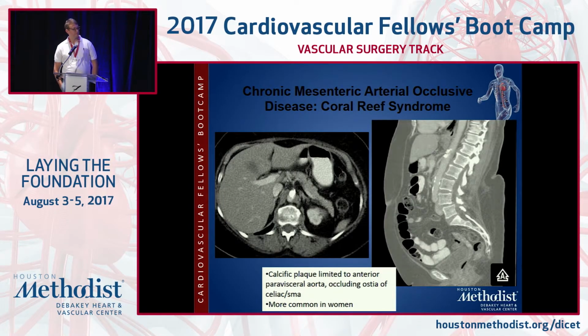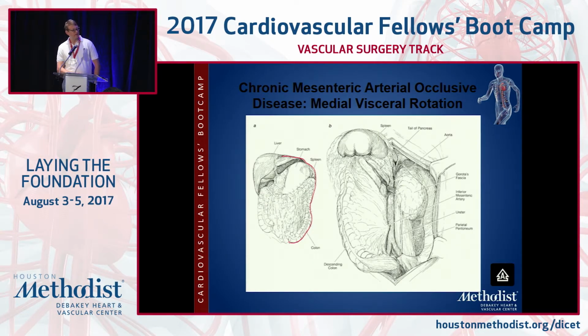So here's a separate entity. A certain percentage of patients will have what's called coral reef syndrome, and that's where they have dense atherosclerotic plaque at the origin of the celiac and the SMA. If you look at that CT scan on the left, that's not contrast that you see in the anterior aorta. That's a dense calcific plaque, and you can see on that sagittal view that's what you have there blocking the ostia. This is a disease more common in women. And it's a very interesting pattern of disease. Much of the aorta will actually be spared, so it's a little unclear why this develops right at that site.